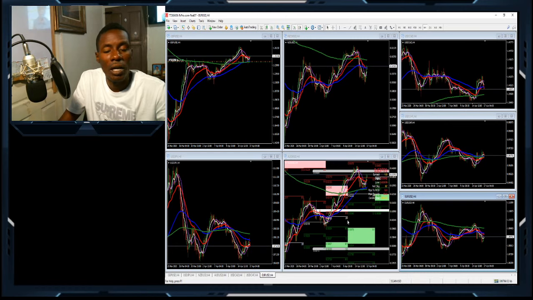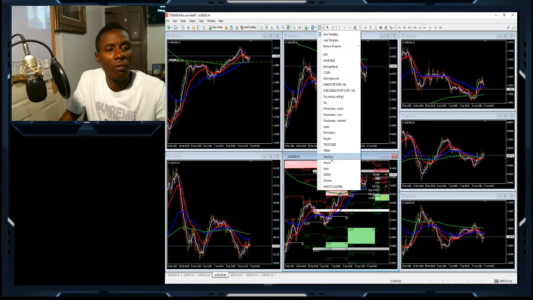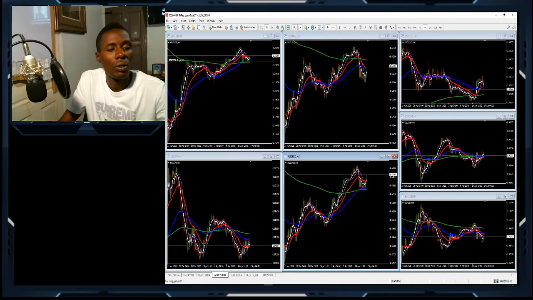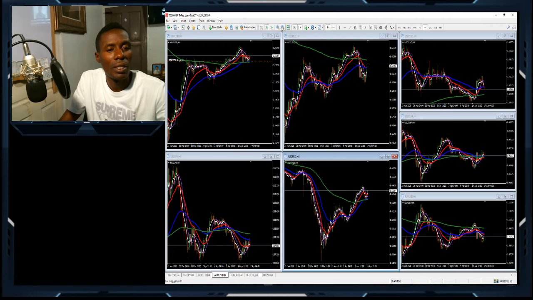With that being said, I'm going to clear this up, take out the pivot points and just have it clean, so you guys can basically get the idea. And I have it on the 4-hour chart.